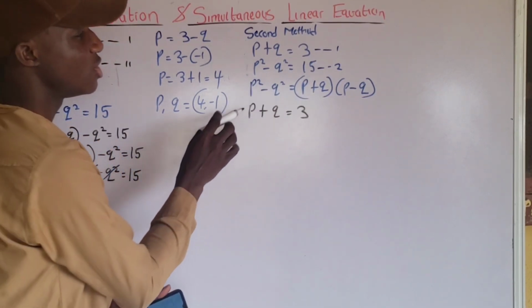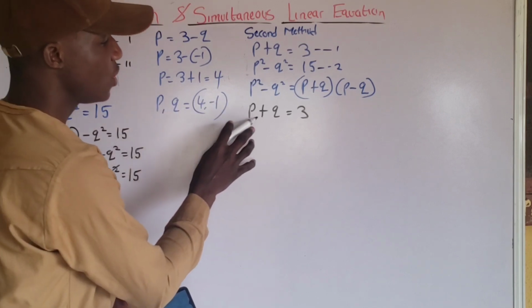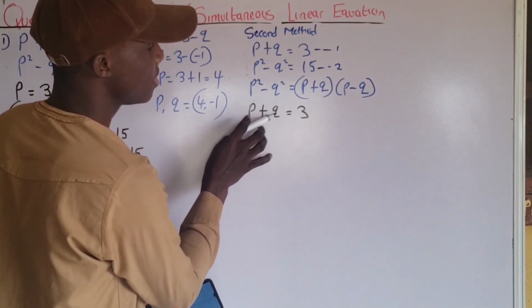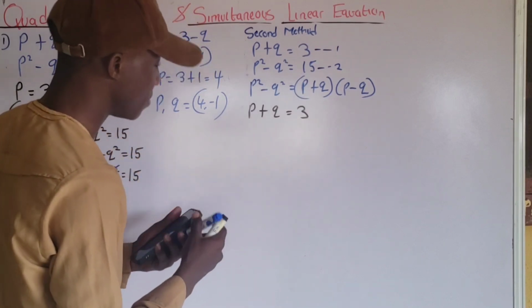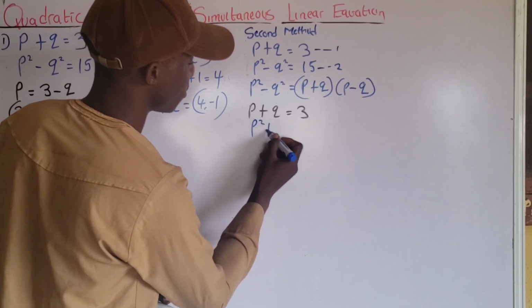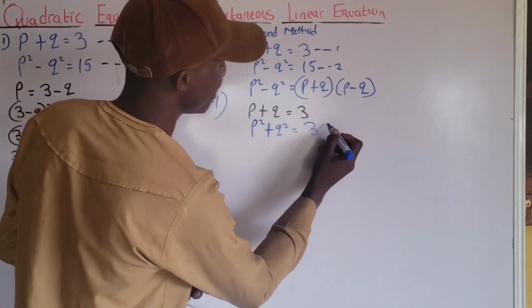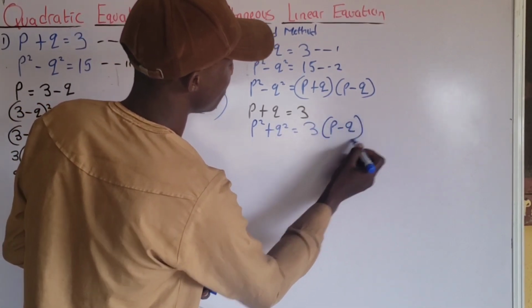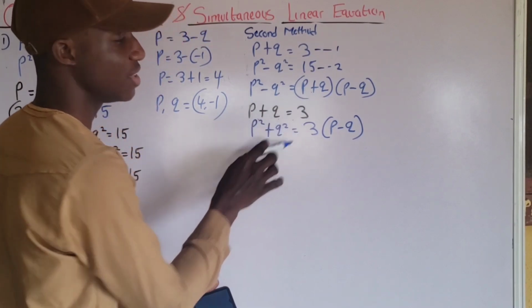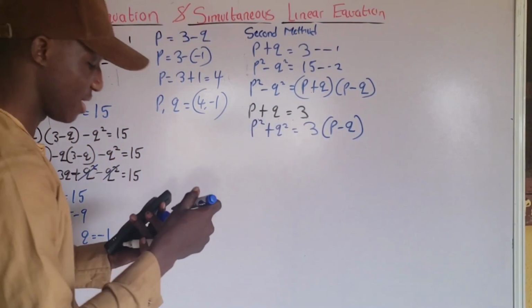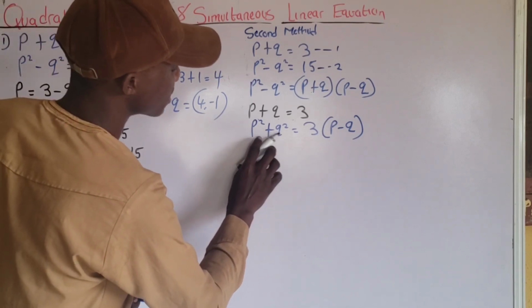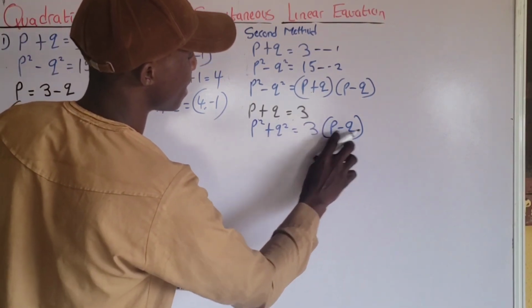Now, don't forget in the equation we knew that p plus q is equal to 3. So I am going to substitute the value of p plus q as 3. The equation becomes p squared plus q squared is equal to 3 into bracket p minus q, because p plus q is equal to 3. So I replace p plus q, which is here, with 3.